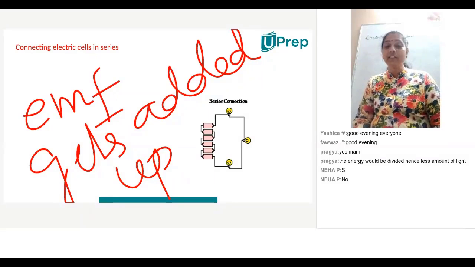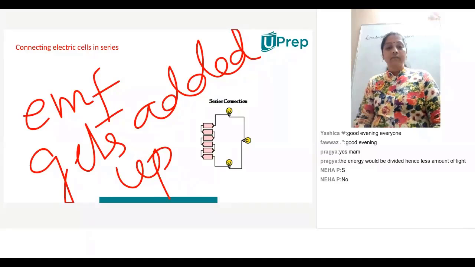Whereas certain materials are very good, they will be readily passing current through them. So the materials which will be allowing current or electricity to pass through them are called conductors. Students, I just want to ask you, what exactly do I mean when I say current is passing through a conductor? What exactly does it mean?